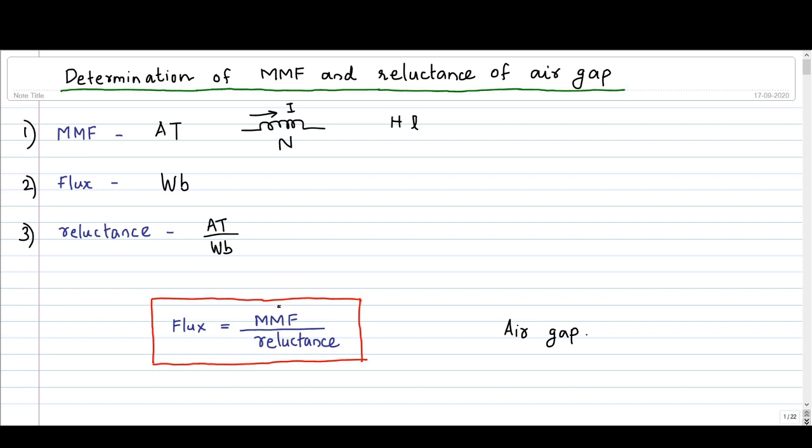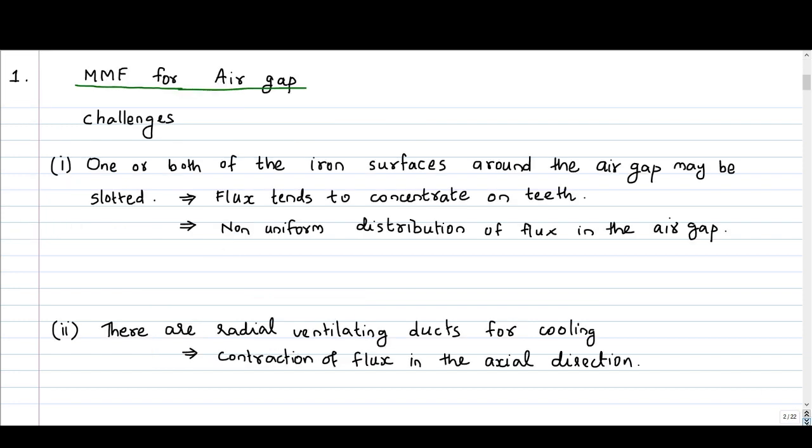In all rotating electrical machines, we can find an air gap between stator and rotor. The magnetic field established in this air gap facilitates the energy conversion process. So we should be able to calculate the MMF in the air gap of a machine and the reluctance of the air gap to design a particular rotating machine. First we will consider a simple case. Before going into that, we can discuss what are the challenges in calculating the MMF.